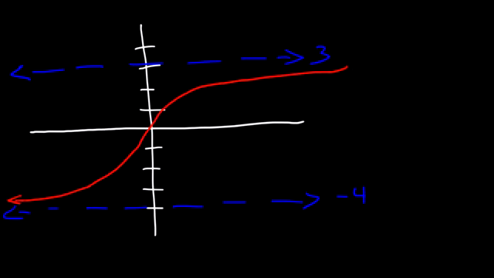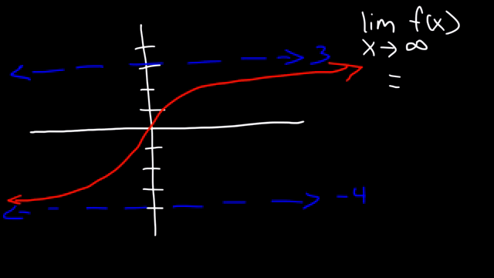Now let's work on some examples with horizontal asymptotes. So let's say we have a horizontal asymptote at y equals 3 and another one at y equals -4. And let's say we have a curve that looks like this actually. What is the limit as x approaches positive infinity? What is the answer?